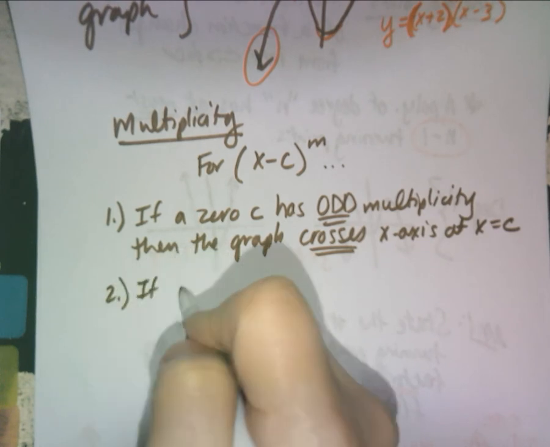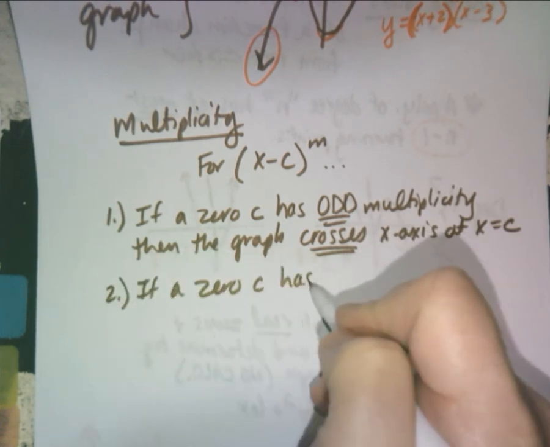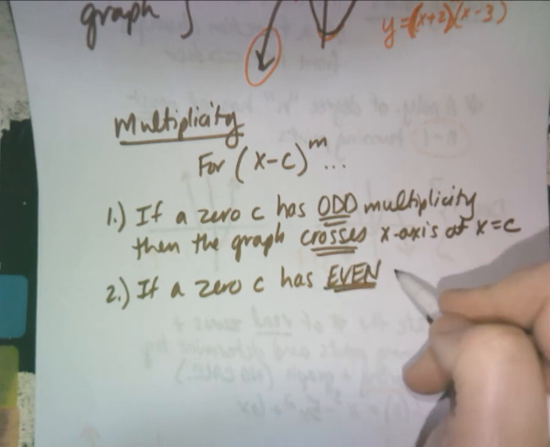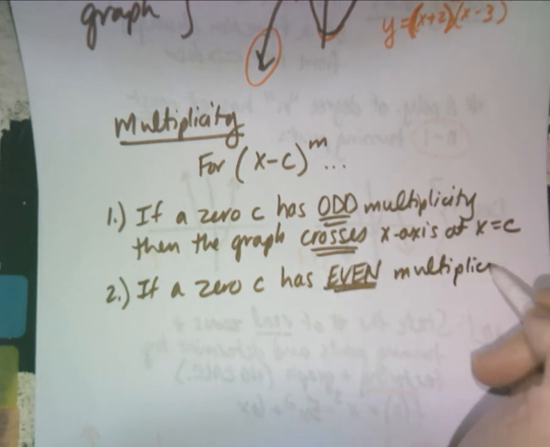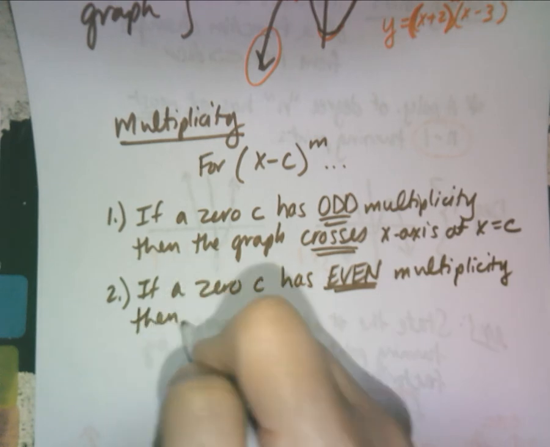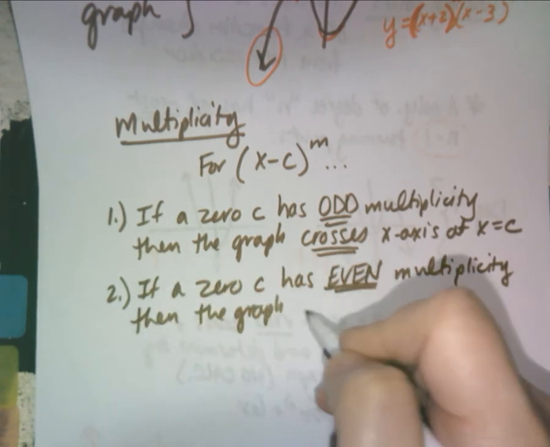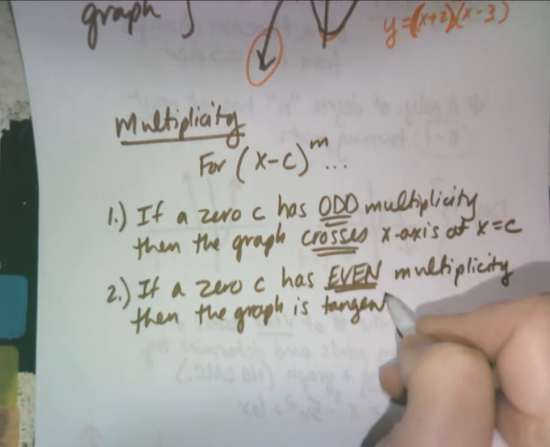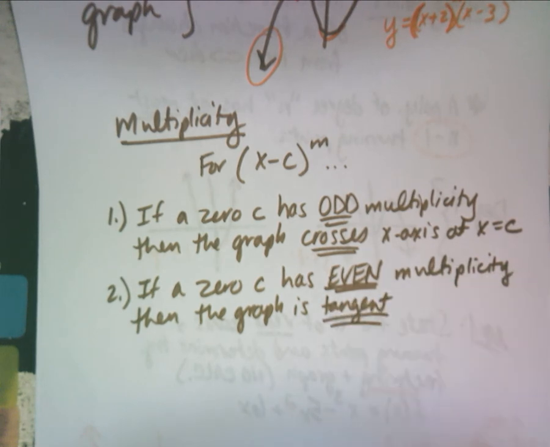If, however, the 0, c, has even multiplicity, then the graph is tangent. Now, what does tangent mean? Tangent means it just touches at x equals c. If it's odd, it's going to cross right through. If it's even, it's going to touch. So we're actually going to do 2 of your homework problems right now.